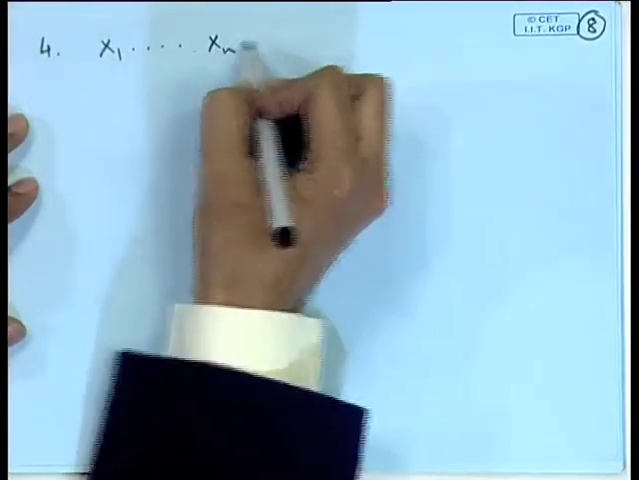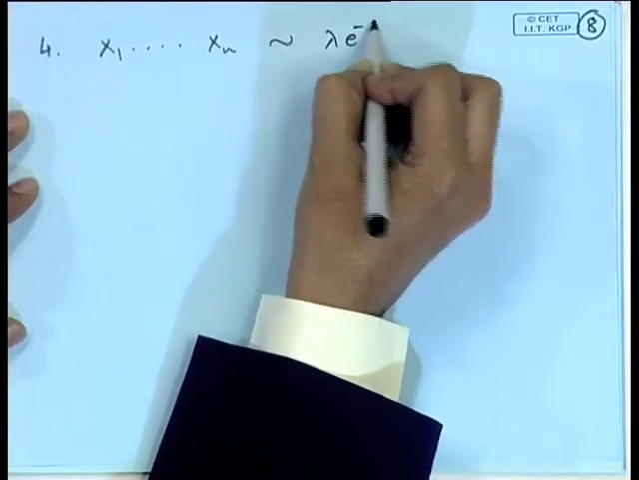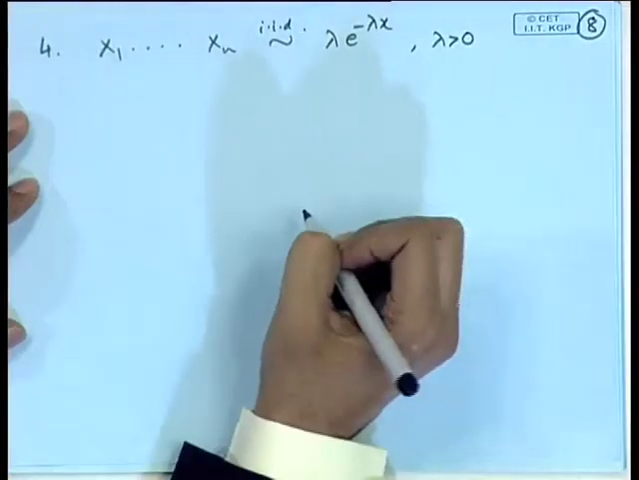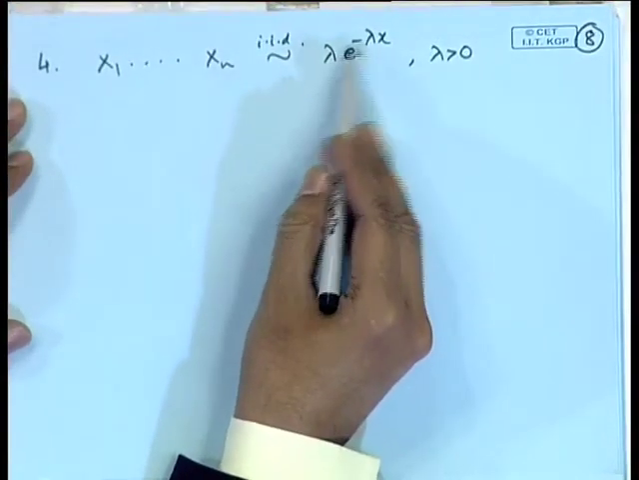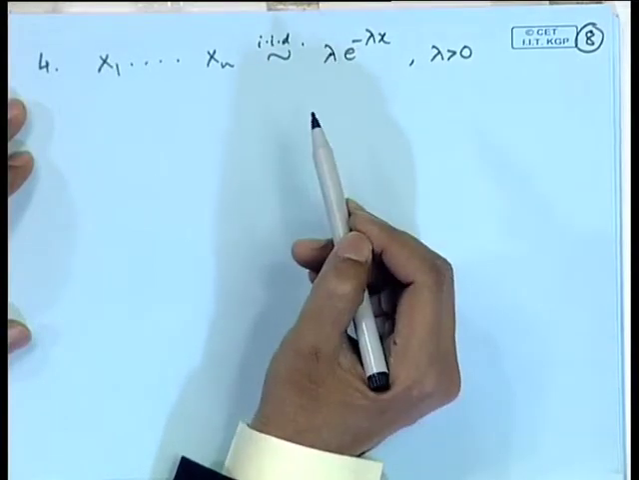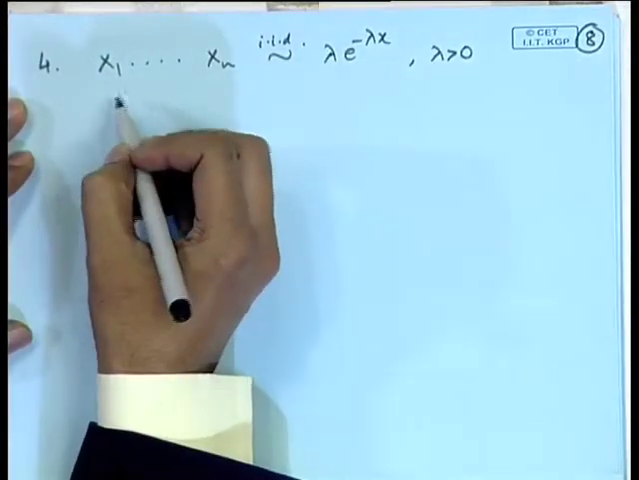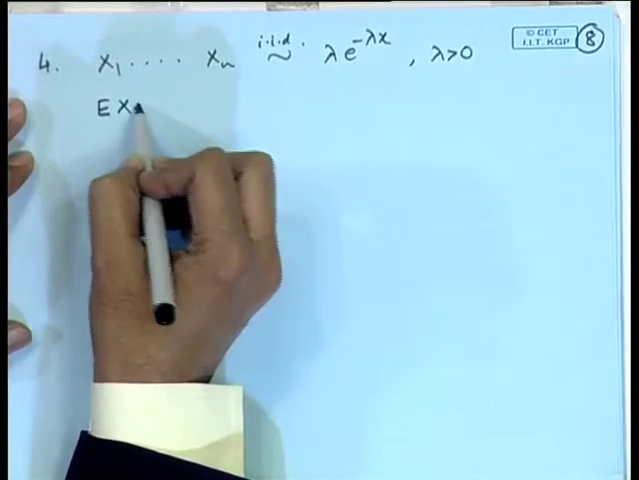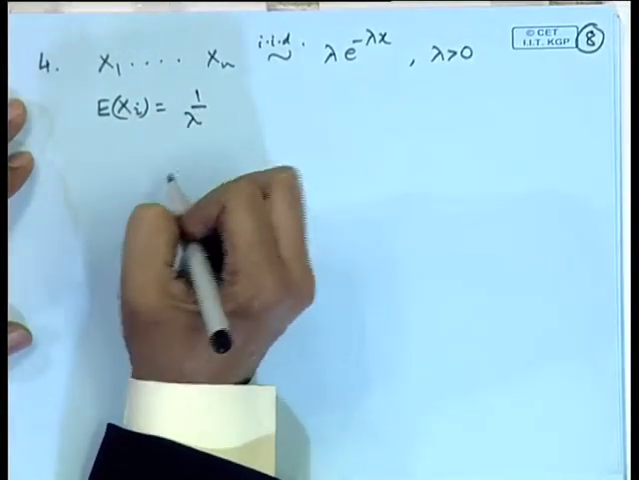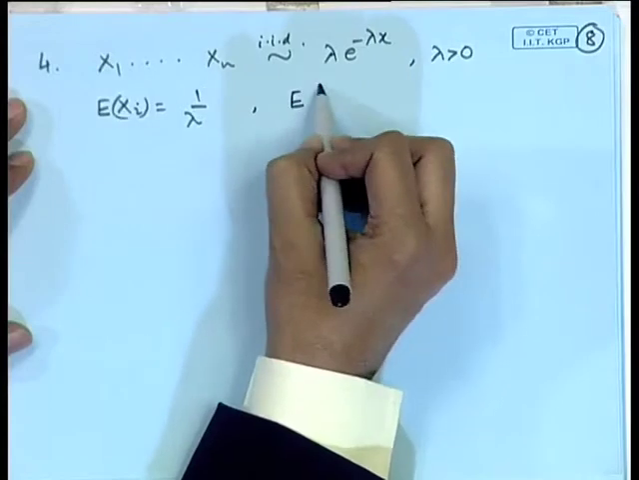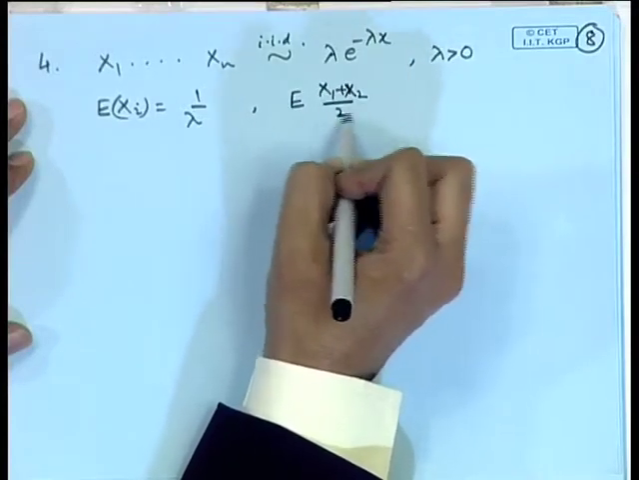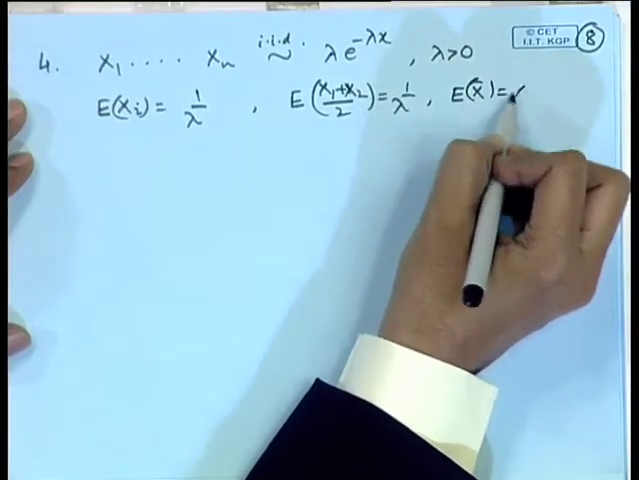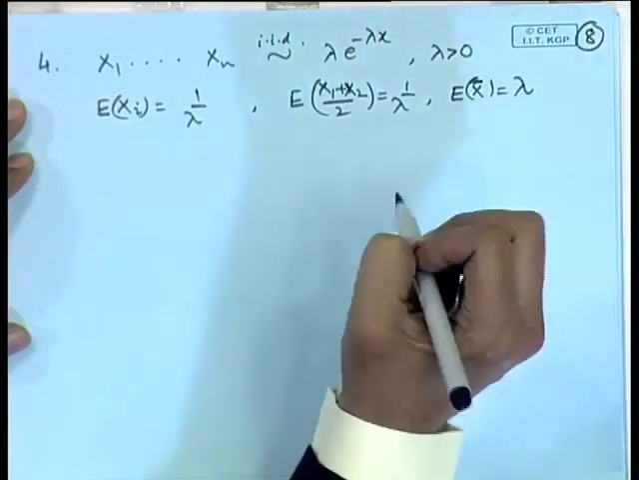Let x 1, x 2, ..., x n follow say exponential distribution. I may be interested to estimate the mean here, or I may be interested to estimate say lambda here. So, if I am interested to estimate say mean, I may consider expectation of x i, that is equal to 1 by lambda. So, I may consider expectation of x 1 plus x 2 by 2, that is also 1 by lambda. Expectation of x bar is also 1 by lambda. So, we will come to the question of which one we should choose among these.